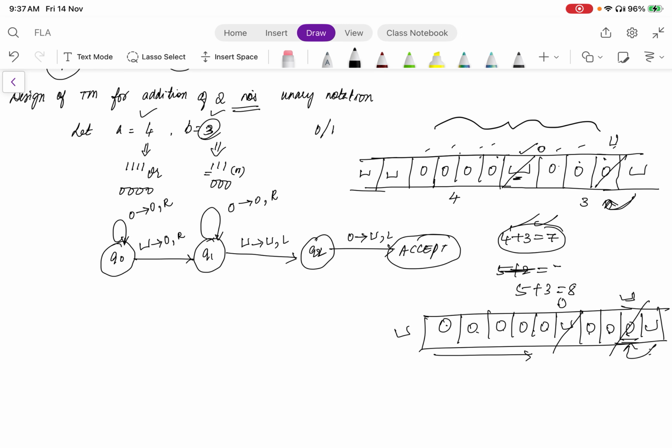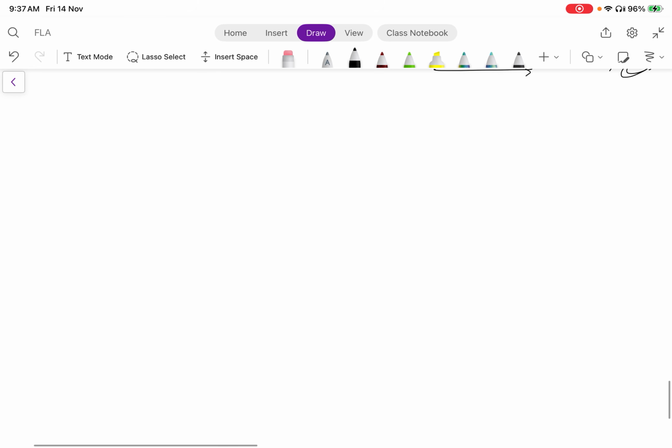So this logic is same for addition of all the numbers. You change the middle blank space to 0, move till blank space, move one step left, change the 0 to blank space and accept the string. So this is addition of two numbers.